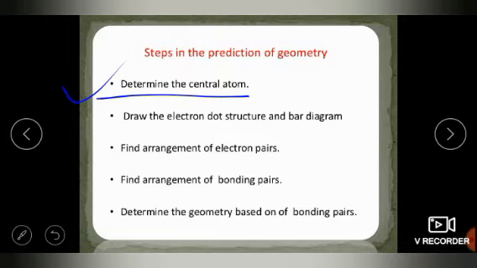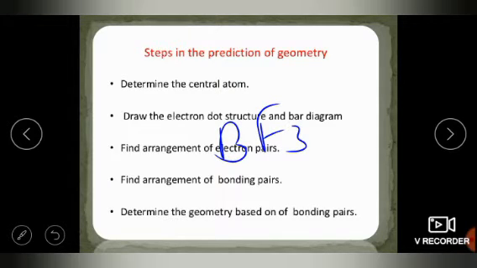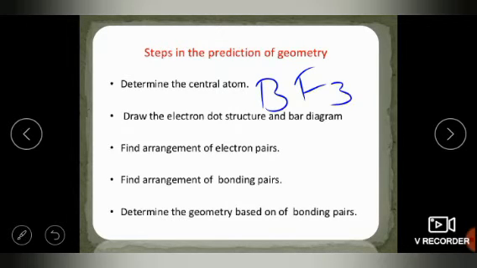Okay, so there are steps for how we can predict the geometry. Number 1, determine the central atom. You should know the central atom. Like if I take the example of BF3, we should know which is central. So dear students, listen carefully. I am telling you the 5 basic steps to predict the shape, because questions related to shape definitely come. So you should know the basics. If we take the example of BF3, out of boron and fluorine, which will be the central atom? This is very important.